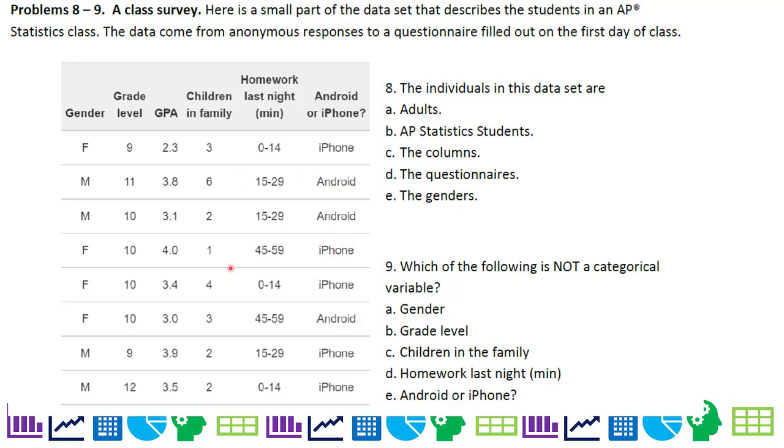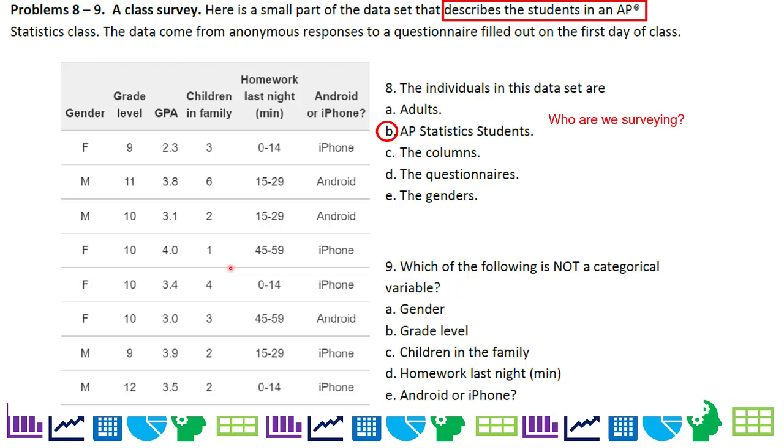Question 8. A class survey. Here's a small part of the data set that describes the students in an AP Statistics class. The data come from anonymous responses to a questionnaire filled out on the first day of class. So who are the individuals in this data set? Well, the individuals in the data set are basically the people we're surveying or gathering data on. We said the data set describes the students in an AP Stats class. So it would be the AP Statistics students.